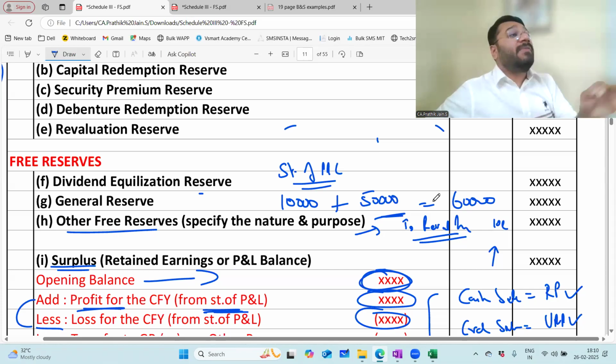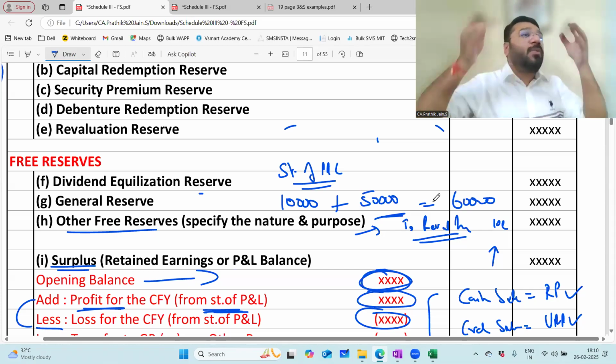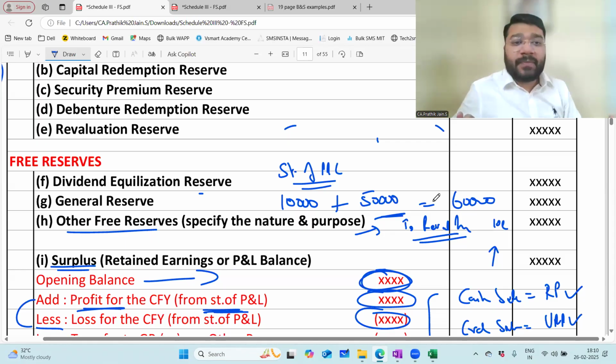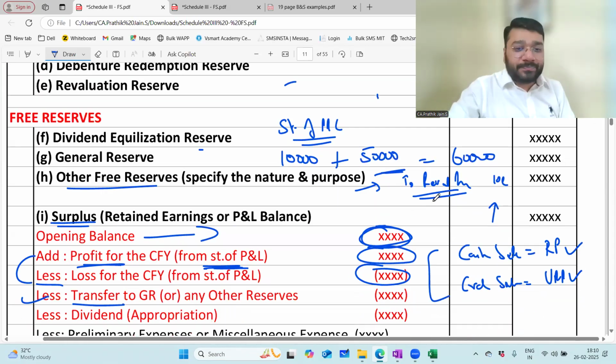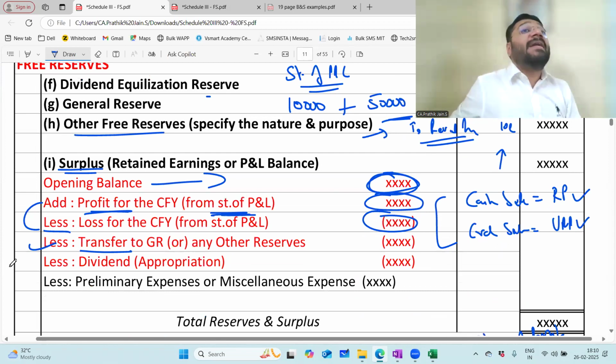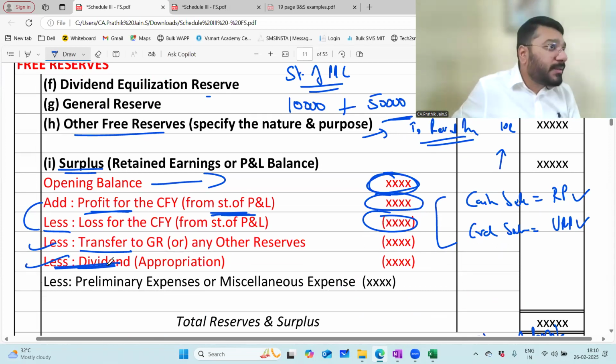So do not panic. When the right time comes, in the right question, with the right presentation, you'll understand what needs to be done. Now, if you have any doubts, please let me know. If any dividend is paid, the dividend is subtracted here in your surplus. Am I loud and clear?